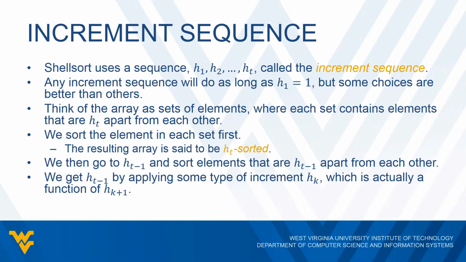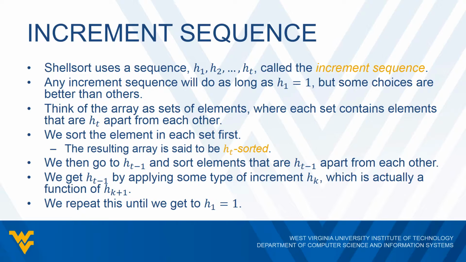Now, how do we get HT minus 1? We would get some type of increment. So we're going to note that as HK, which is actually a function of HK plus 1. So we're actually going to do this function that gets us from HT to HT minus 1. And then we'll use that same function to go from HT minus 1 to HT minus 2, and then another function that lets us go from HT minus 2 to HT minus 3. So this sequence is the result of a function where we start at some number, and if we keep applying this function, we will eventually get to 1, which will be the value of our H1.